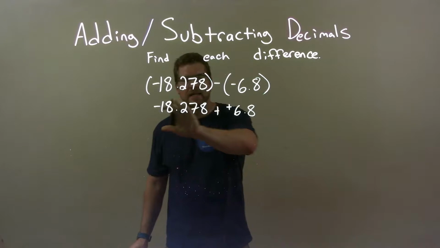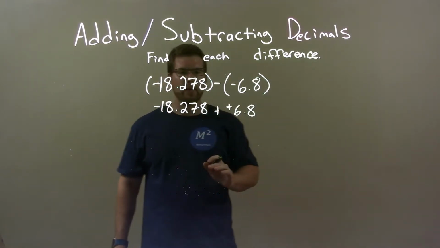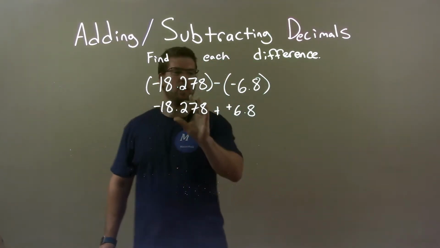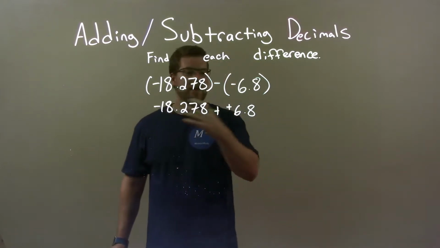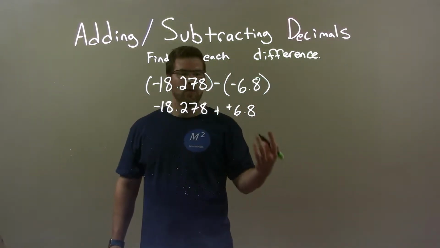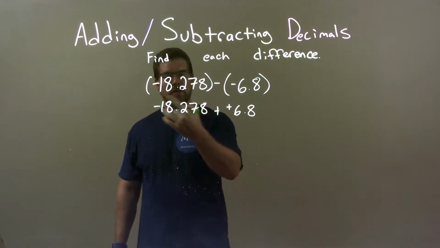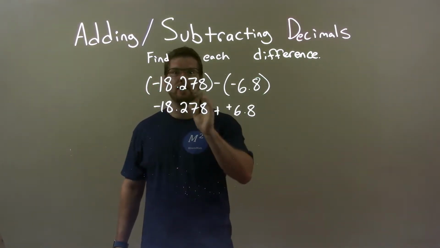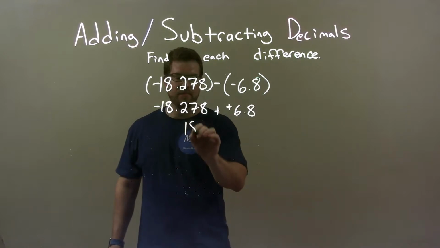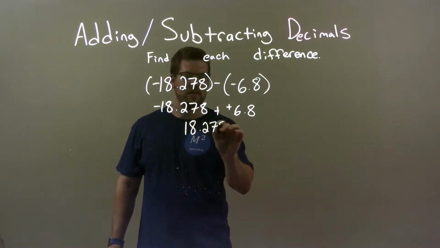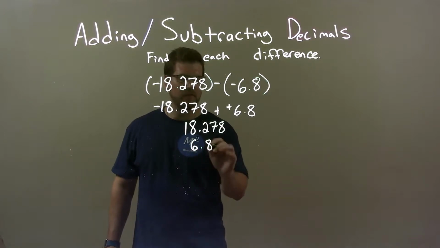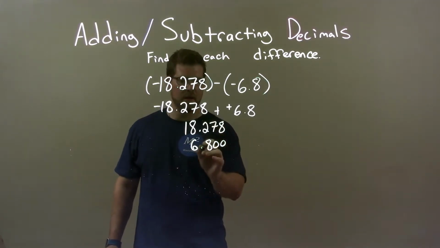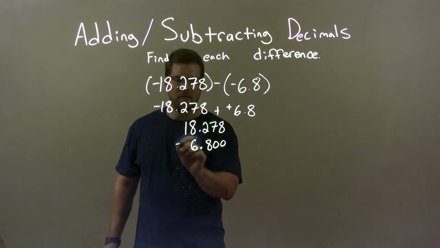Now, when I take the absolute value of these two numbers, 18.278 is larger than 6.8, okay? And so what I need to do is just really find the difference between these two, but know that my final answer is going to be negative because here, when we took the absolute value, it is larger. So we line that up, 18.278, that comes first, it's larger, and we have 6.8 underneath, put trailing zeros to line up, make sure the decimal point's lined up, and we subtract the two.